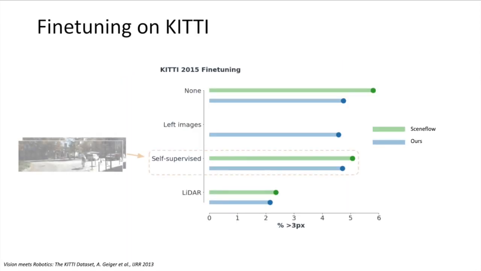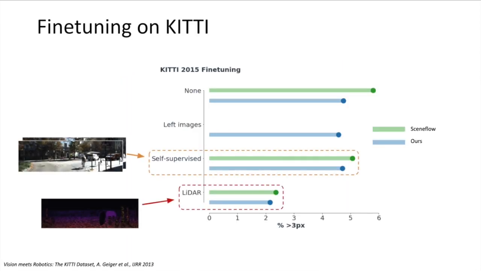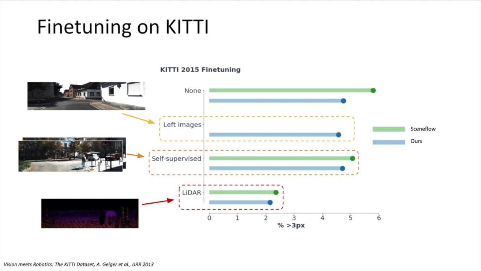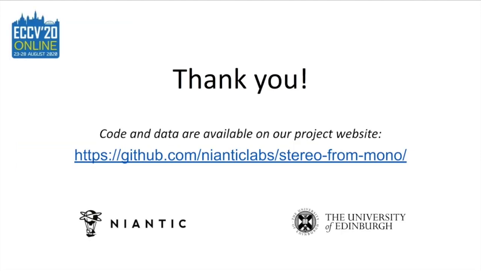In the paper, we show additional results where we compare several different stereo network architectures and also an ablation of the different components of our approach. In summary, we presented a new approach for generating stereo training data from single image collections by leveraging recent advances in monocular depth estimation. We showed that this enables us to train deep stereo networks that outperform those trained on supervised synthetic data. Code and data are available from our website.